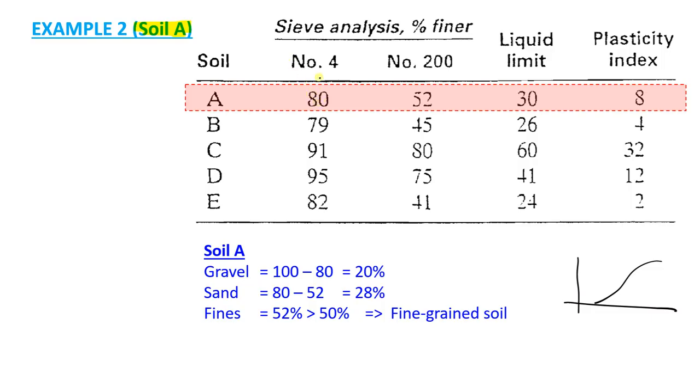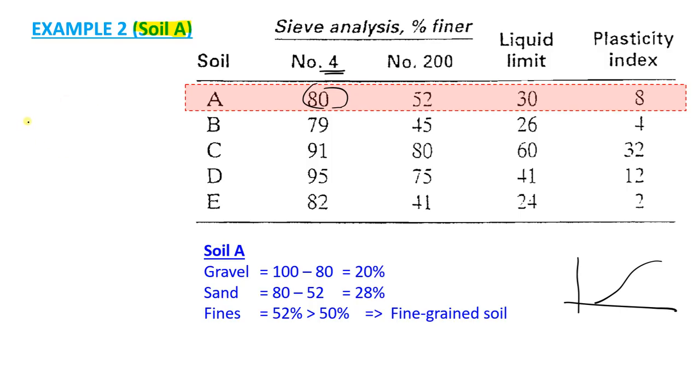So the soil A passing number 4 is 80%. Where is the 3 inch sieve? You see, 3 inch sieve data is not given. It's understood that if 80% of the soil is going to pass through the number 4 sieve, it means 100% is going to pass through the 3 inch sieve. 75 millimeter or 3 inch opening is very big, everything is going to pass through.